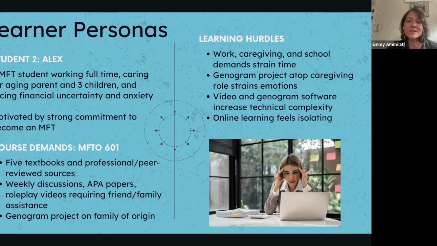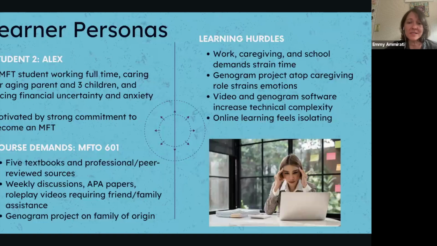In terms of their assignments, they have 2 weekly discussion posts. They have short written papers with a high emphasis on APA accuracy. They have to do role play videos of clinical skills, which requires engaging one or a pair of friends or family to participate in making the videos. And they also have to do what they call a genogram, which is a diagram that kind of lays out the dynamics and patterns of their family of origin.